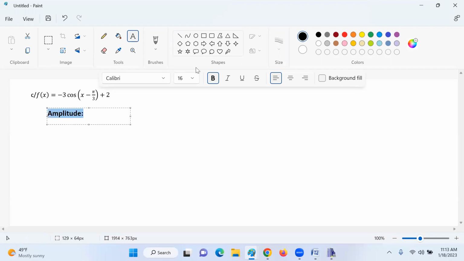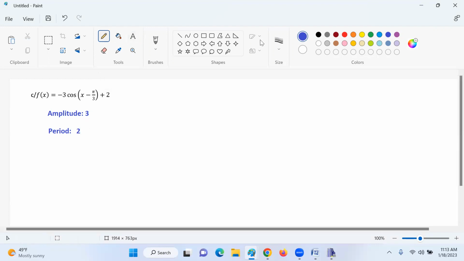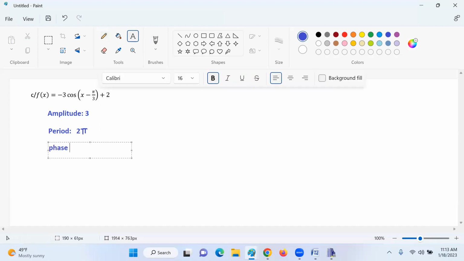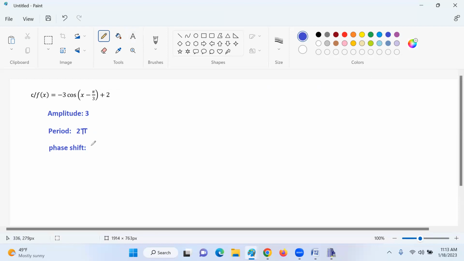Now, phase shift. I'm sorry, the amplitude. 3. Very good. Period. It's 2 pi, correct? It's 2 pi, so there's no change for it. I love this question. You don't have to divide it. Divided by 1. Are we good? Phase shift. This one is actually easier. Phase shift is what? Pi over 3 over 1, correct? This is pi over 3.